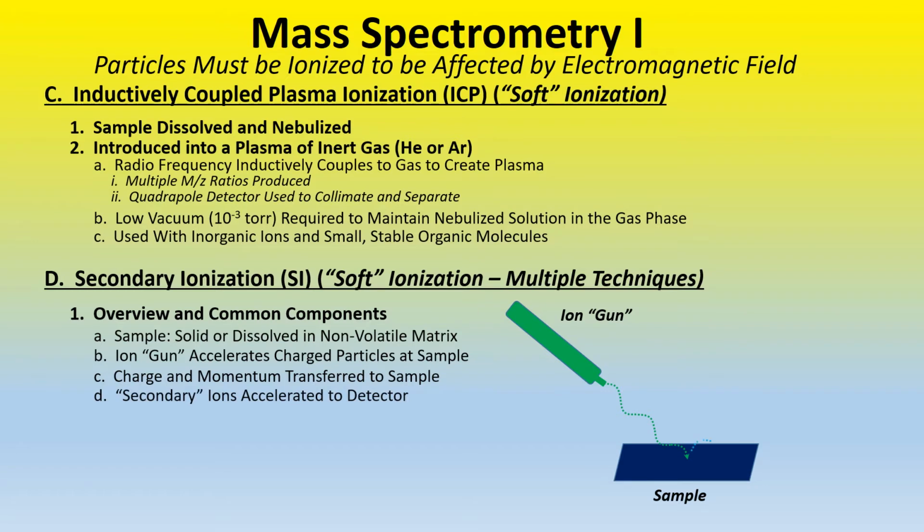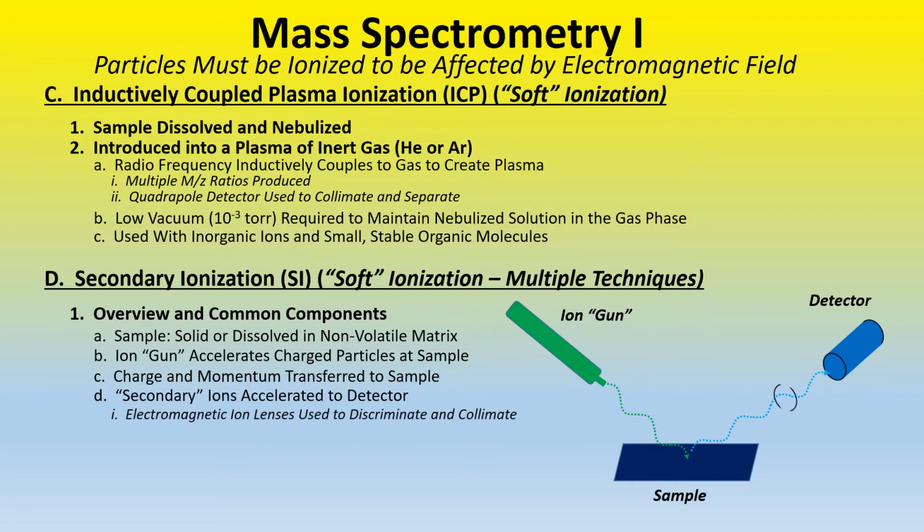These secondary ions are accelerated to the detector. Initially, they are propelled by the force of the ion being transferred, and then electromagnetic lenses are used to discriminate and collimate them. This is a very simple method because it is purely geometric, where the angle that the exciting ions enter equals the angle that the activated ions leave the sample and reach the detector.